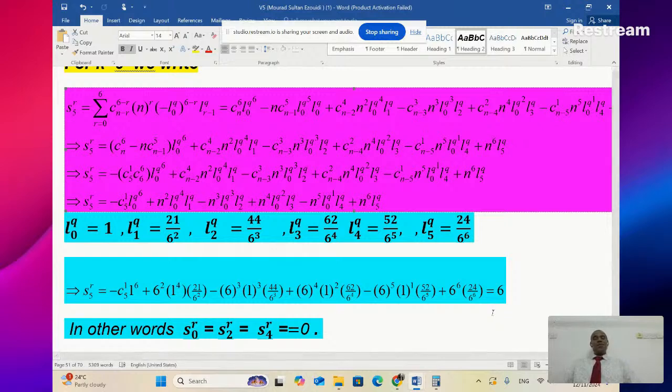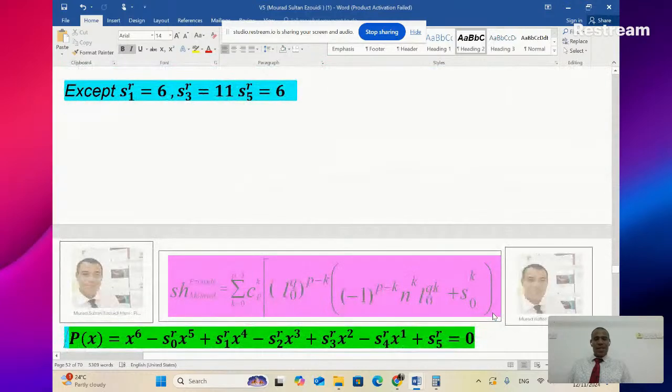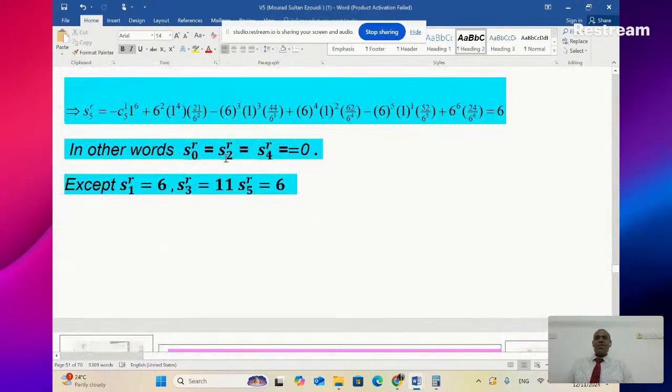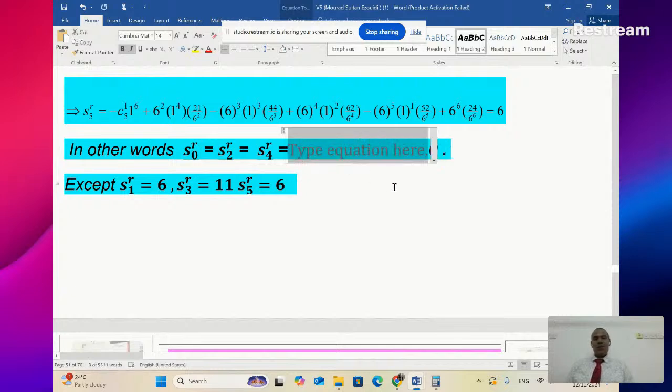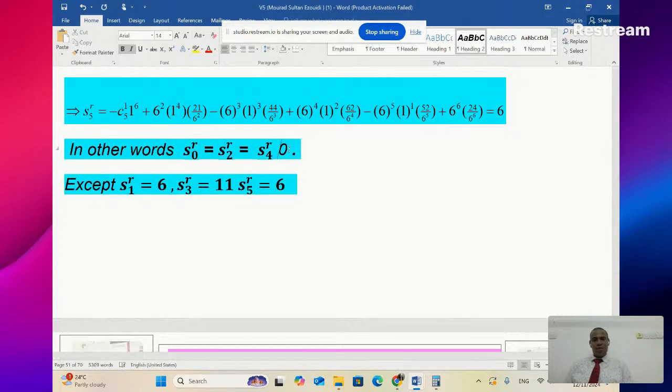Now I will rearrange the coefficients and rewrite the new polynomial, and I will focus on the coefficients of it. We can see that, in other words, S0 is going to be 0, S2 is going to be 0, S4 is equal to 0, of course. Okay, except S1 of order R is 6, S3 of order R is going to be 11, and S5 of order R equals 6.